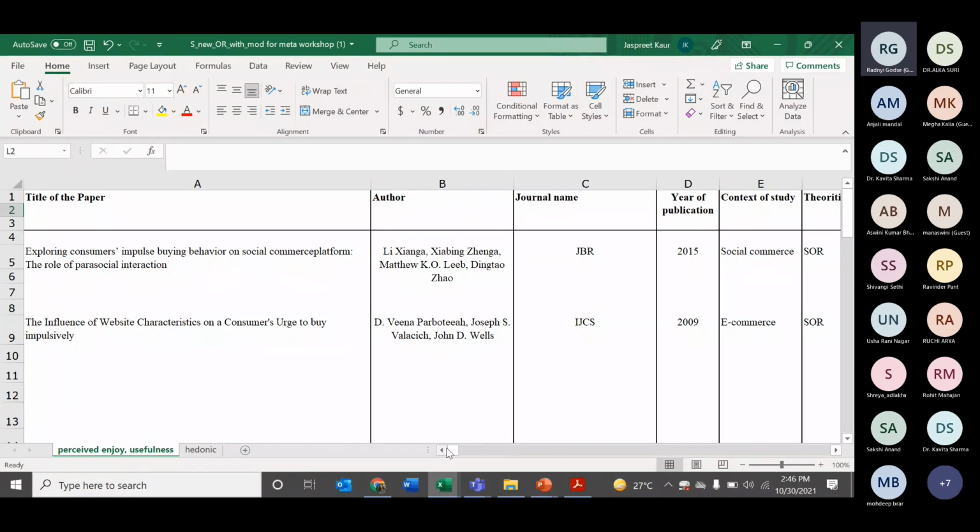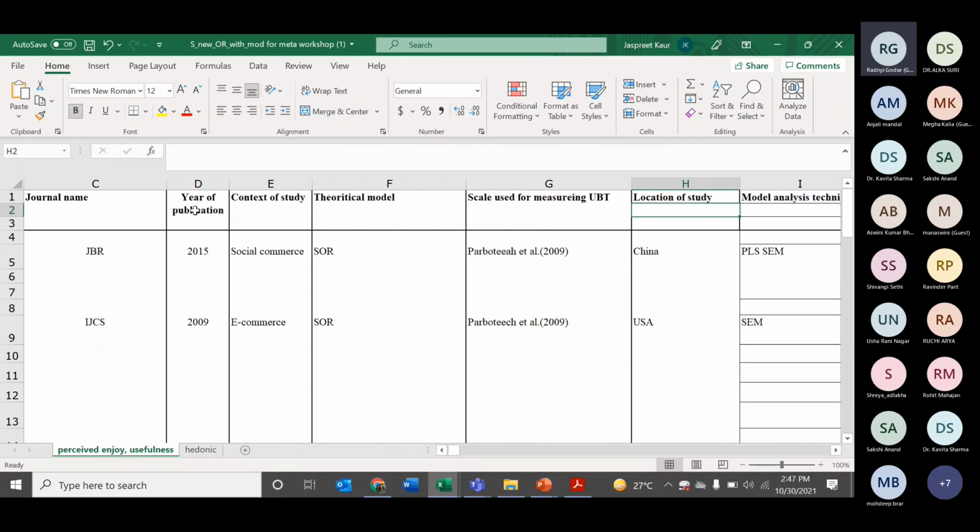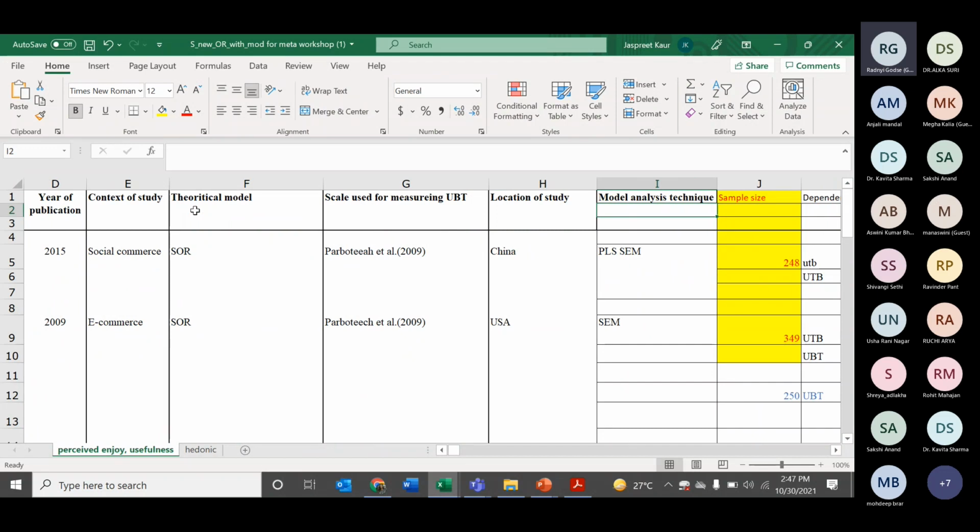So here is the title of the paper, author of the paper, journal name, year of publication, context of study, theoretical model, scale, location, model analysis. Anything and everything that you find in the paper which you feel could act as a moderator, or that could differentiate these papers from each other, please do write it down.